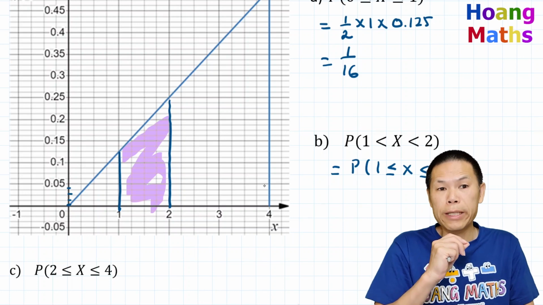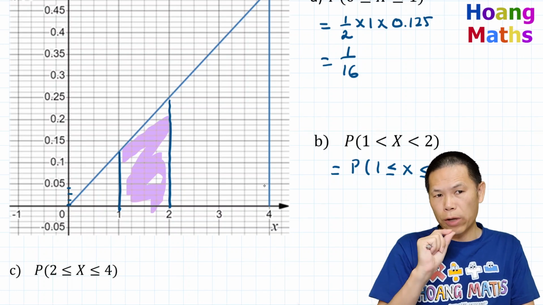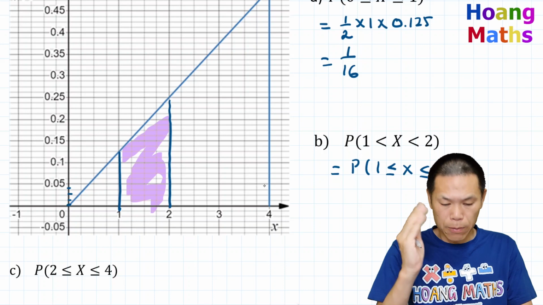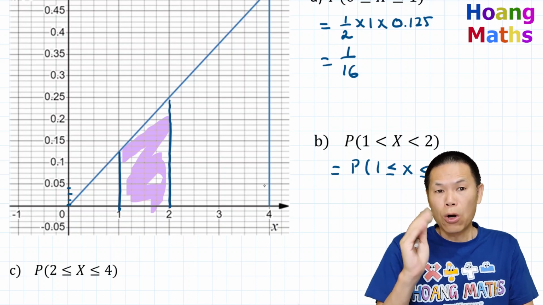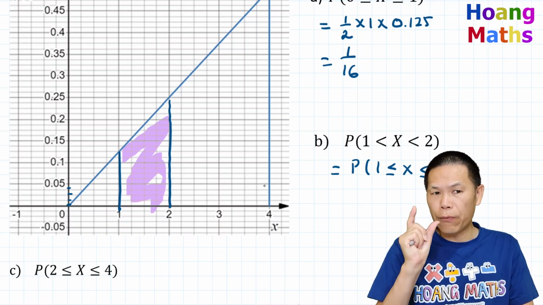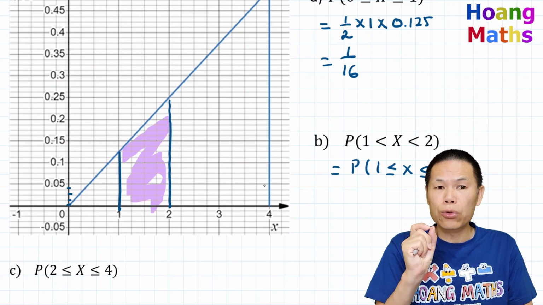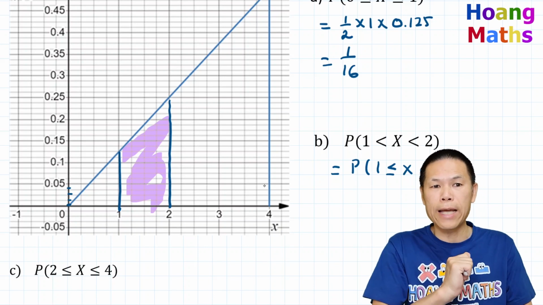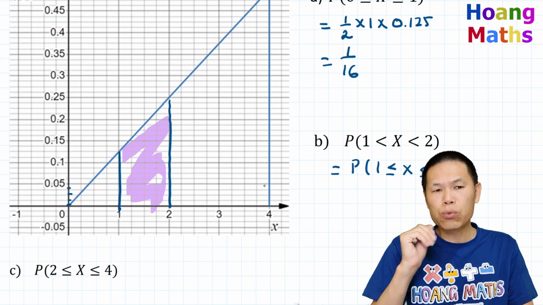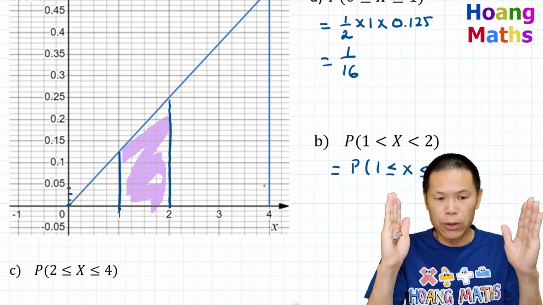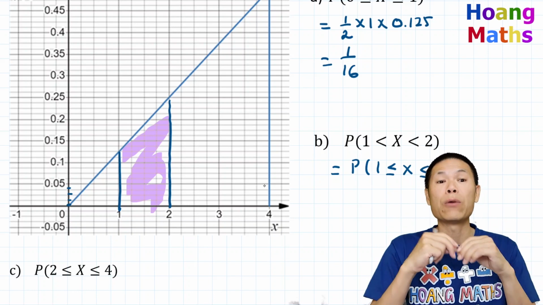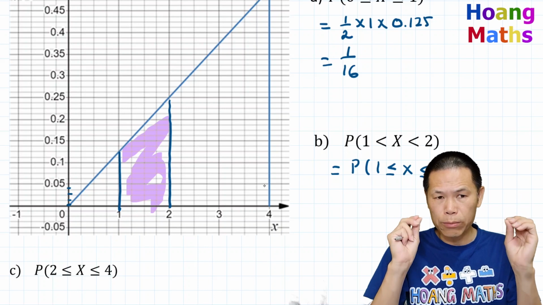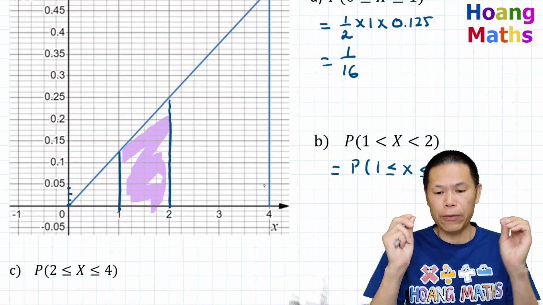So it is a trapezium. We can find the area of the trapezium, and that will give us the probability between 1 and 2. Or we can work out the area of the triangle from 0 to 2 and then minus the area between 0 and 1. It should give us the answer as well. So let's work out both ways and see how it goes. First, let me work out the area of the larger triangle from 0 to 2, and we minus the triangle from 0 to 1. Let's see how it goes.